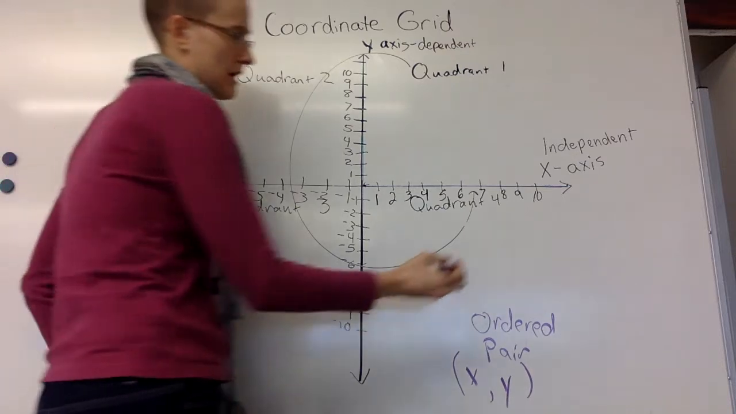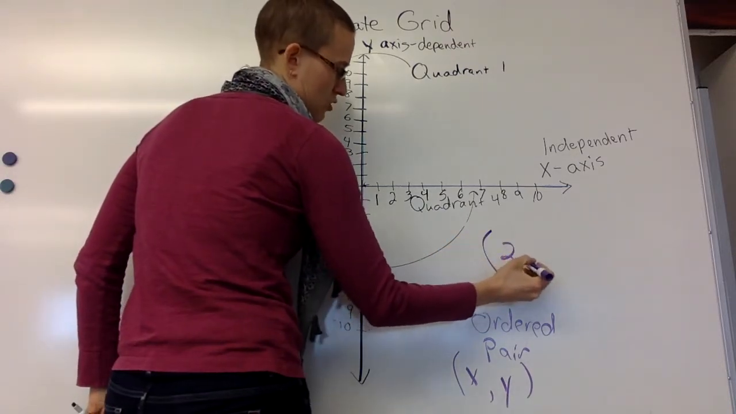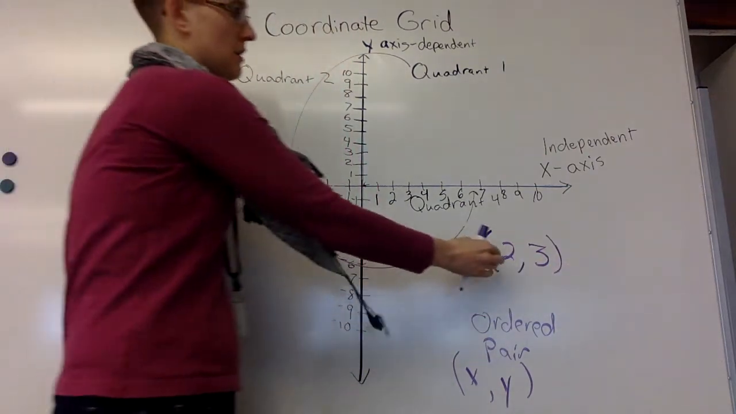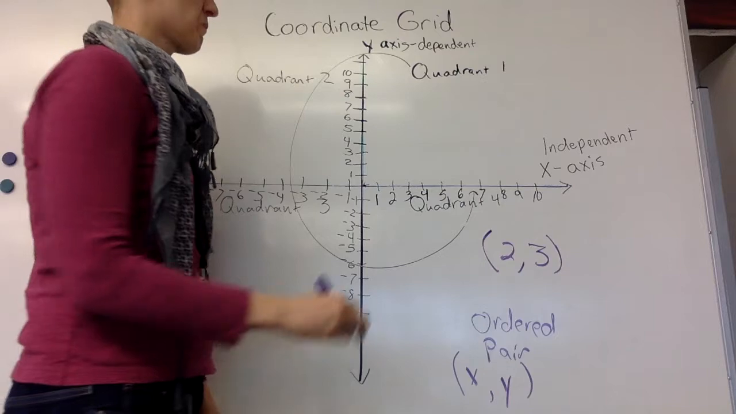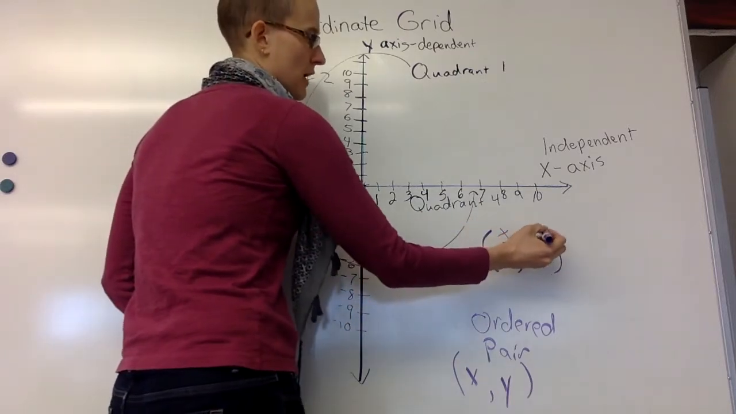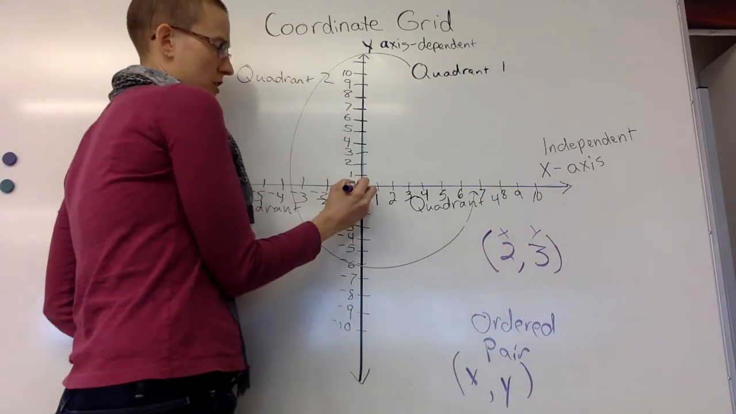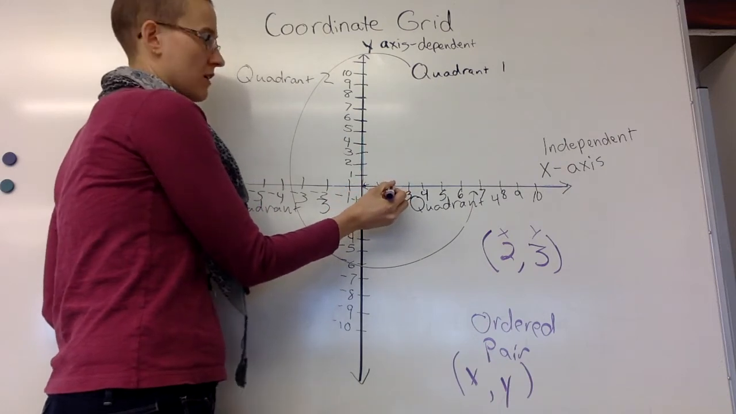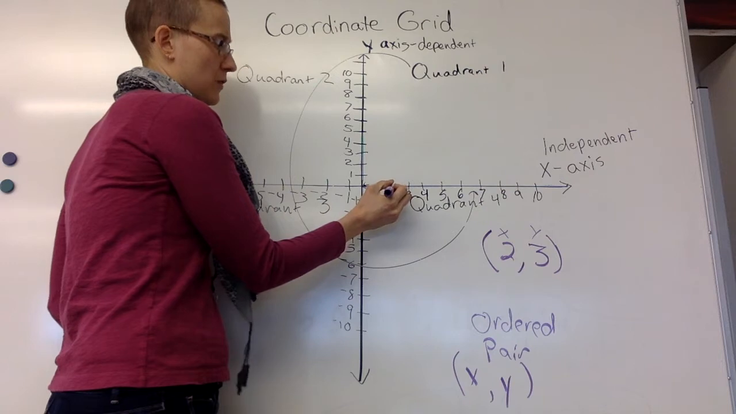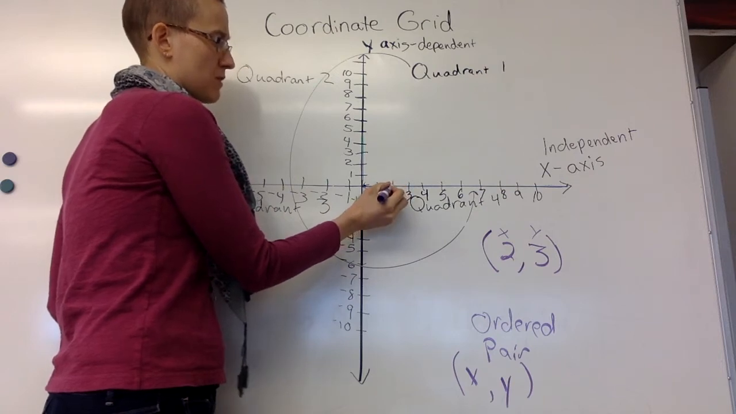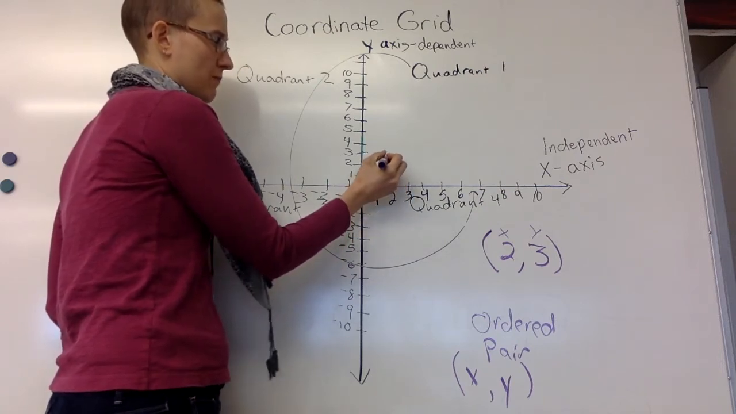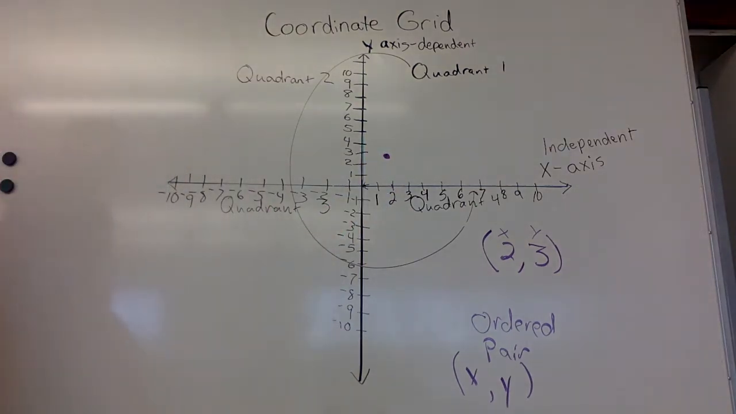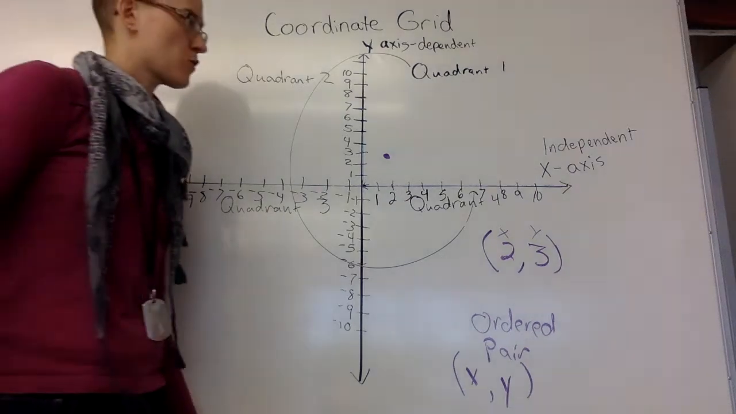So sometimes you may have something such as (2, 3) given as an ordered pair. The 2 then says that the x value is 2 and the y value is 3. So you'd start at the origin and you'd go over 2. That's my x value. Then the 3 tells me from this point I go up 3. And I can put a dot there. So that gives me a point on this coordinate grid.